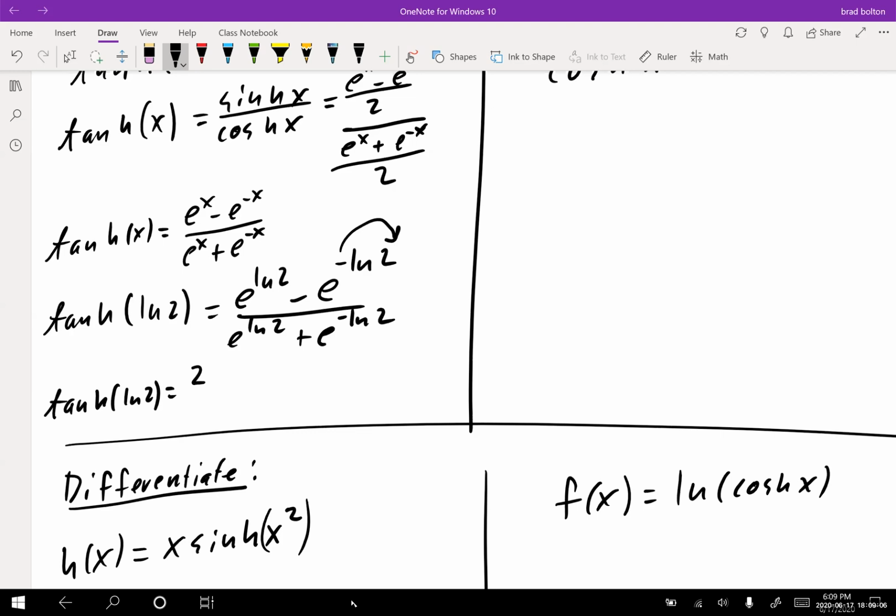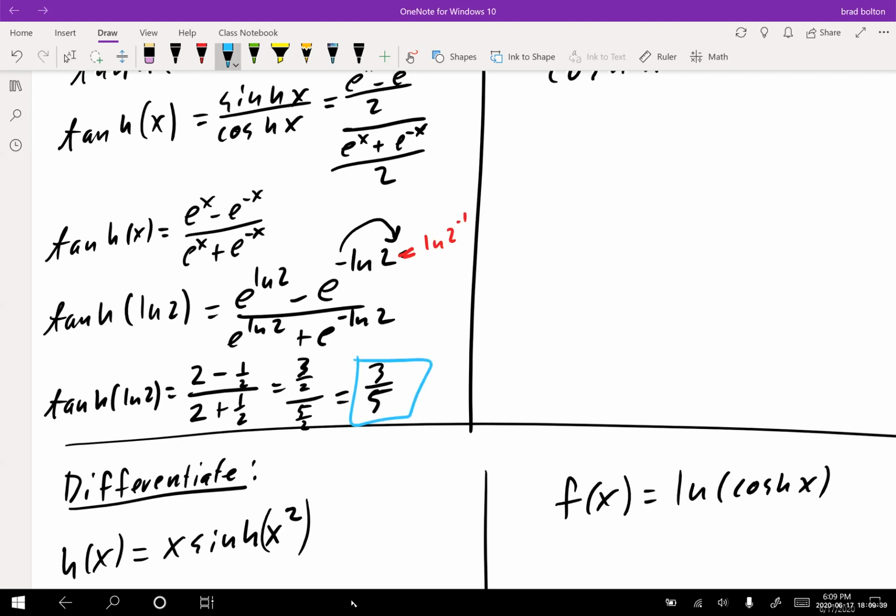So this is actually, let me do a little scratch work for you. This is actually ln of 2 to the negative 1, which is actually 1/2, right? So this is ln of 1/2. So this will actually be 2 minus 1/2 all over 2 plus 1/2. So when everything is said and done, this will end up being 3 over 2 over 5 over 2, and that would end up being 3 over 5. And that would be our answer.